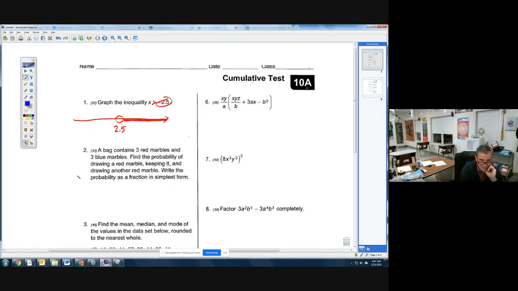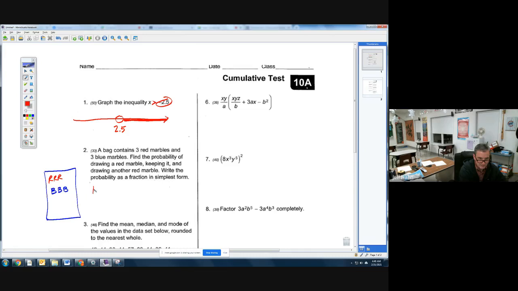The bag contains 3 red and 3 blue marbles. Find the probability of drawing a red marble, keeping it, then drawing another red marble. Write that probability as a fraction in simplest form. Well, let me break it down for you here, children. We've got a bag with 3 red and 3 blue. I will put my blues in first, and 3 reds. Here's everything you need to know about this problem.